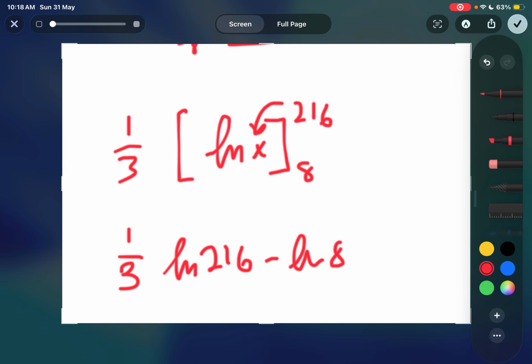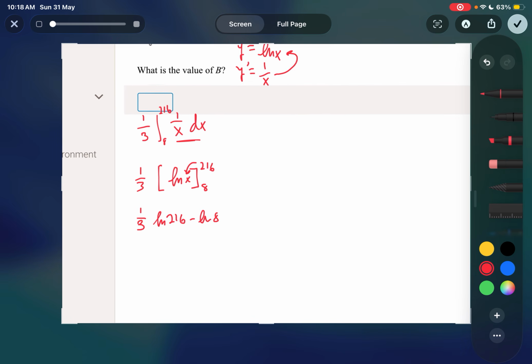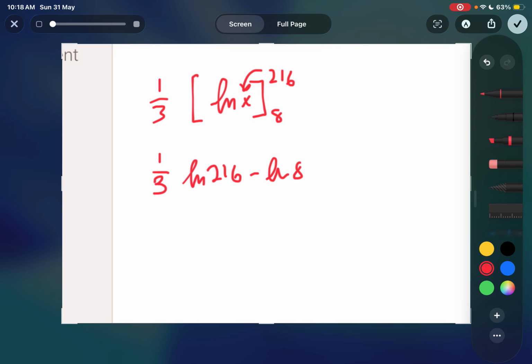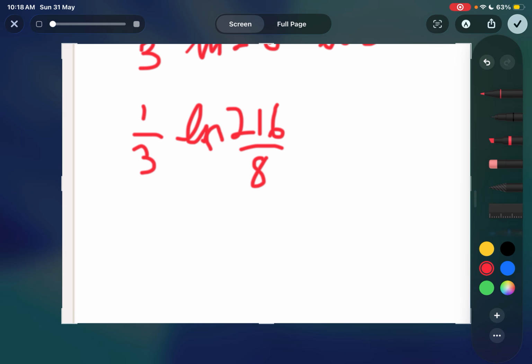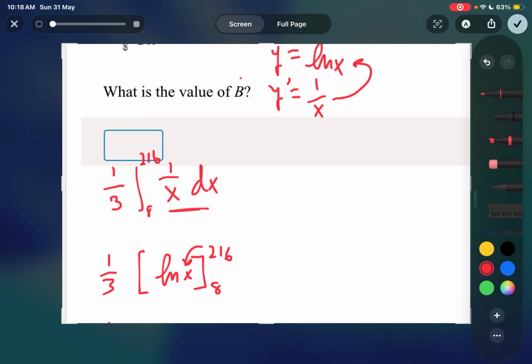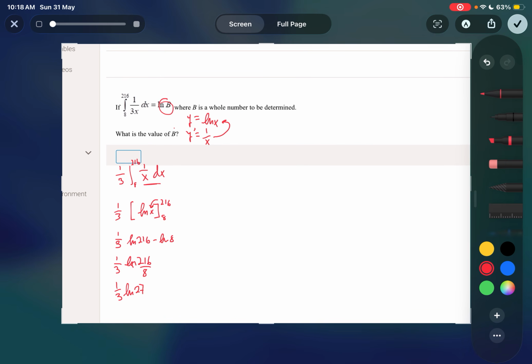When you have two ln minusing each other, you can put it over, as I said in the previous question: ln of p minus ln of q is equal to ln of p over q. So now it will be 1 over 3 of ln of 216 over 8, which is 27. So 1 over 3 of ln of 27. But then they wanted ln of b, the total.